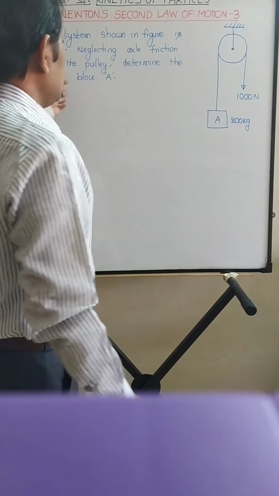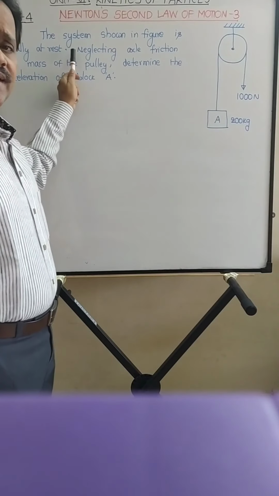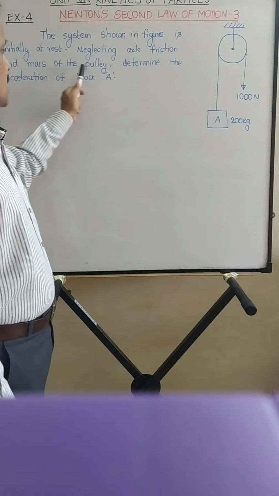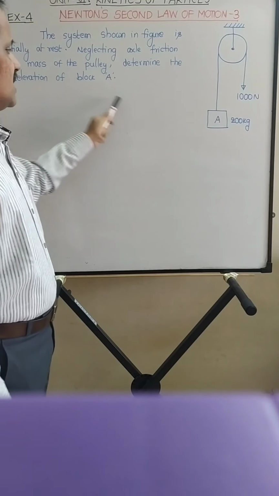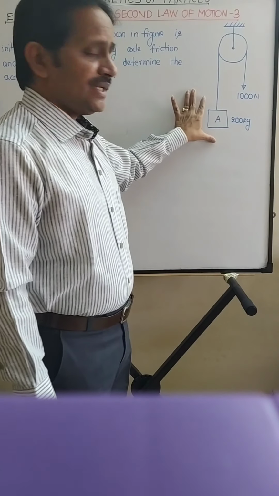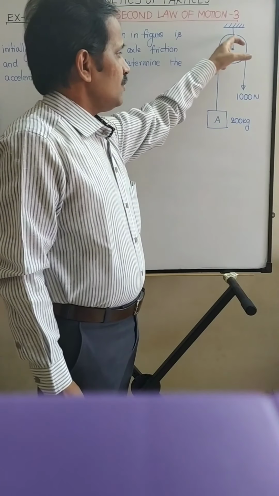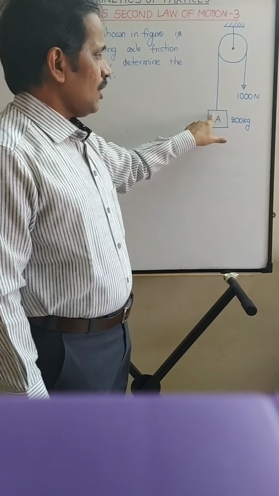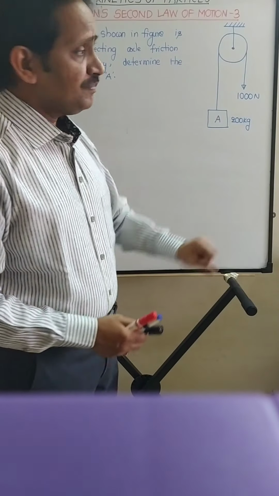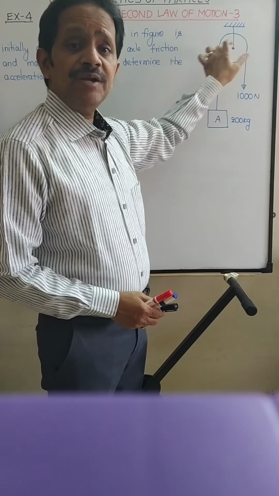Let us read the statement of the problem. The system shown in figure is initially at rest. Neglecting axle friction and mass of the pulley, determine the acceleration of block A. So initially the block is at rest and a cable is passing over the pulley which is connected to block A, and at the other end 1000 Newton force is applied. And here we are neglecting the friction in the axle of the pulley and mass of the pulley.